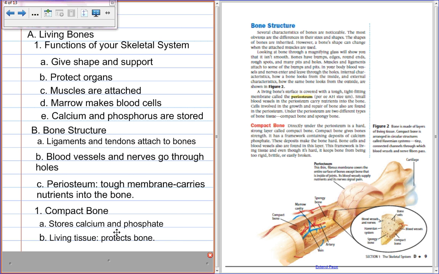Okay, so the framework of the compact bone is living tissue and it protects the bone.